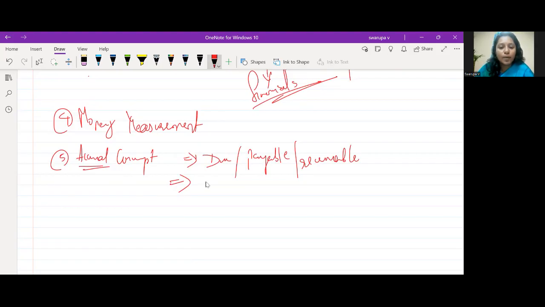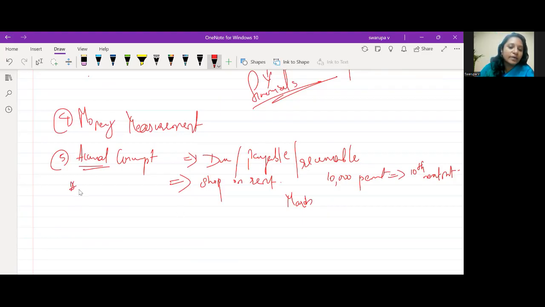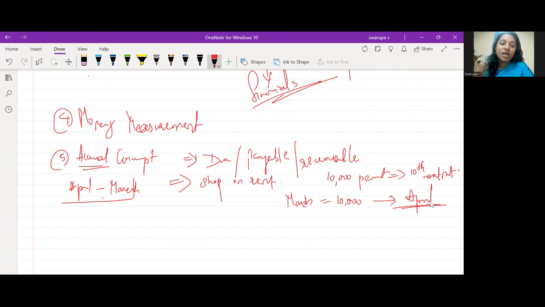I have taken a shop on rent. Rent is 10,000 per month. The March rent has to be paid by the 10th of the next month. My accounting period is April to March, 12 months. So the March rent of 10,000 gets paid only in April. But in March I have used that shop. So I am due to pay my landlord 10,000 rupees because I have used it in March.